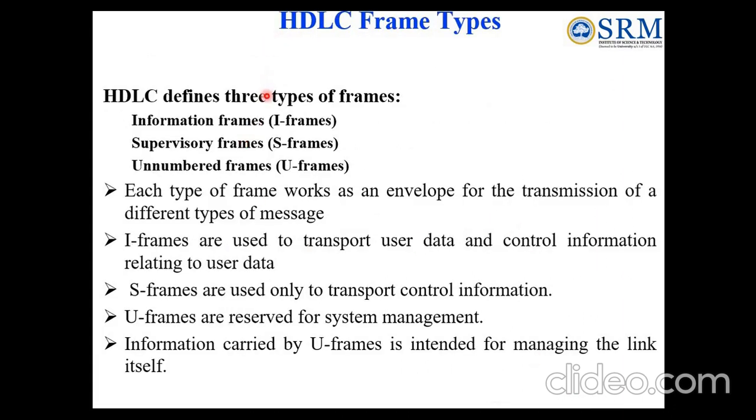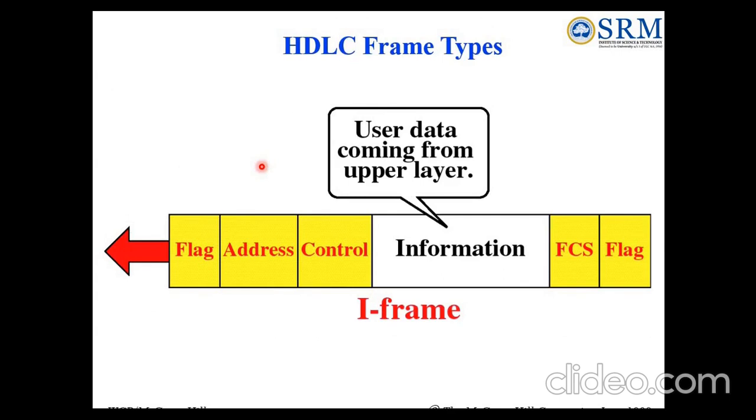HDLC has three frames: information frame, supervisory frame and unnumbered frame. A frame is like an envelope for the transmission of different types of messages. The I-frame transports user data and control information. The S-frame transports only control information, and information carried by the U-frame is intended for managing the link itself. The link related information is transferred through the U-frames.